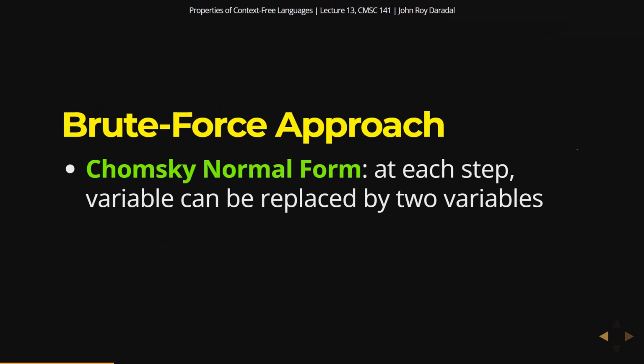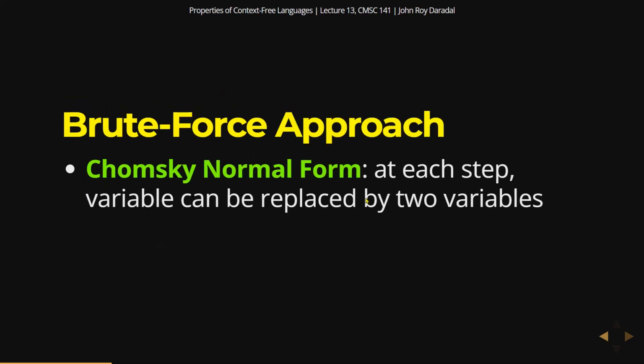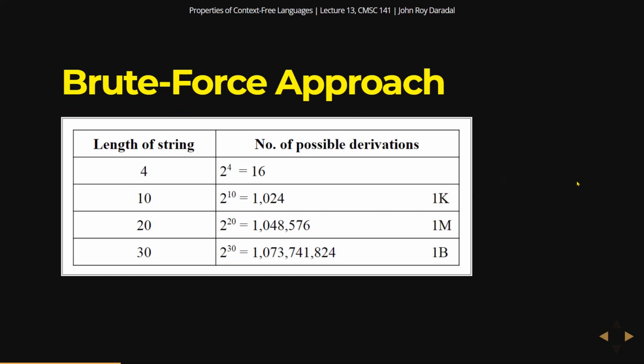Okay, so in the Chomsky normal form, at each step, at least the variable can be replaced by two variables, right? So this one variable can turn into two each time. Okay, so at the worst case, it could take us big O of 2 raised to n, or exponential time, where n is the length of the input string. And well, if you think about the number of possible derivations given the length of the string, so if you start with 4, that would be 2 raised to 4, so only 16 possible derivations. But if the length of string was 10, that would be 2 raised to 10, or about 1000 possible derivations.